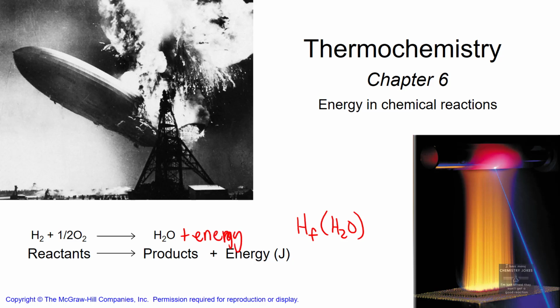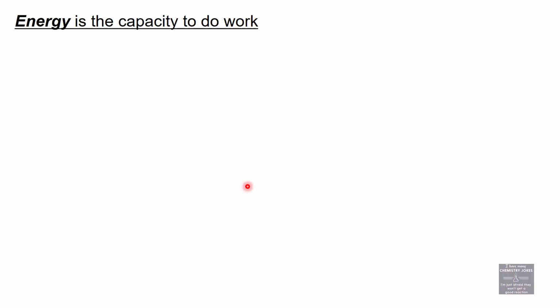Energy. Some reactions require energy to be input to occur, and for some reactions, energy is a product. Energy is released as the reaction happens. And we're going to spend quite a bit of time determining whether energy is put into or comes out of certain reactions in this chapter. First, we've got to talk about what energy is.